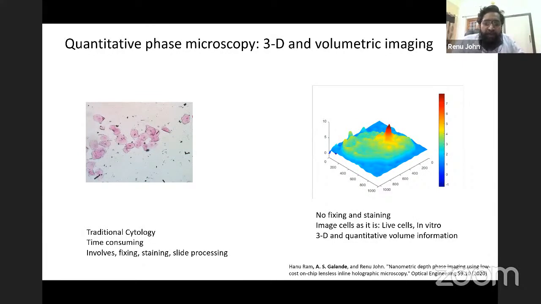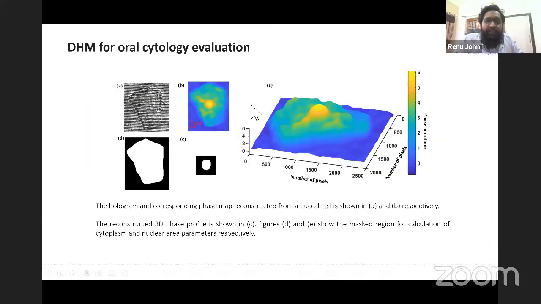So here in the case of holography, we can do the same thing, but not an areal ratio, but a volume ratio, which will be much more accurate. So I have some of the images where we looked at cells. So this is again a nucleus in this whole area of cytoplasm. You can quantify the volume of the cytoplasm as well as the volume of the nuclear content.